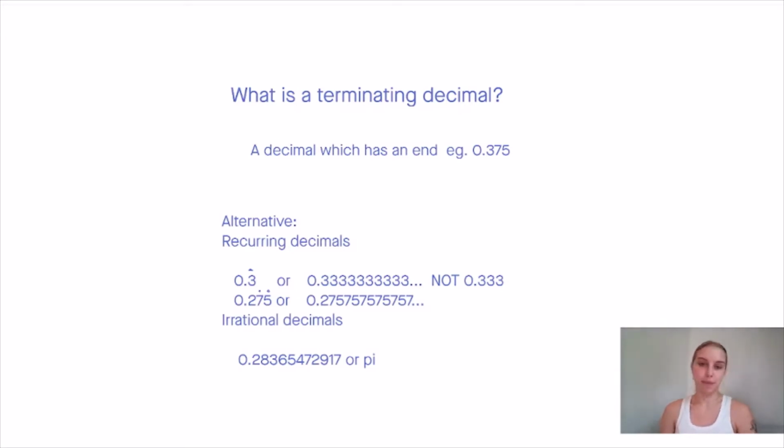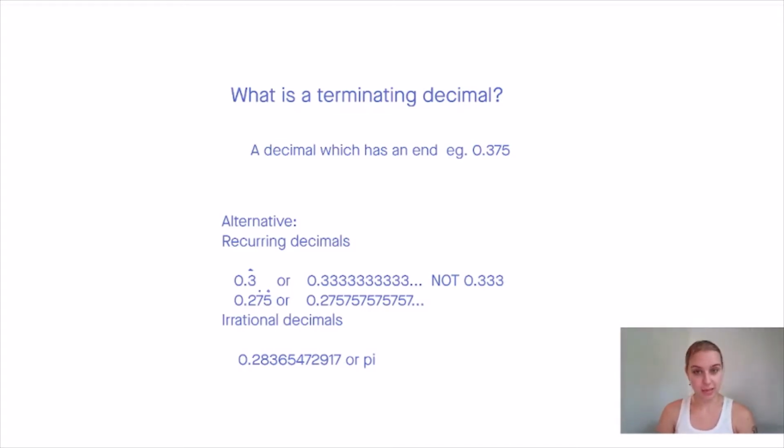And I think one of the best ways to explain what a terminating decimal is, is by mentioning the alternatives, so decimals which are not terminating decimals. So the two types that you might get that are not terminating decimals are recurring decimals and irrational decimals.